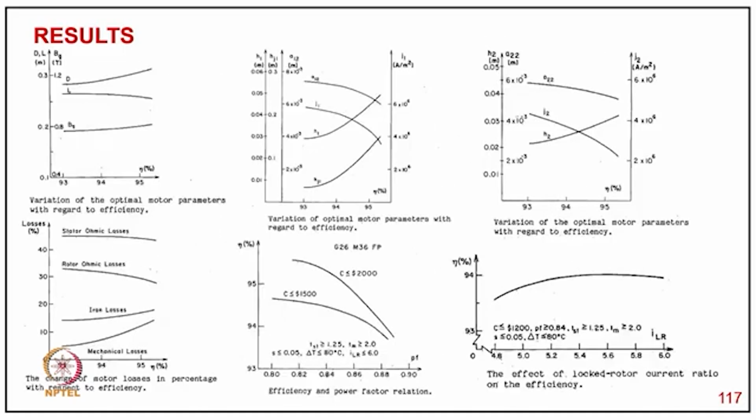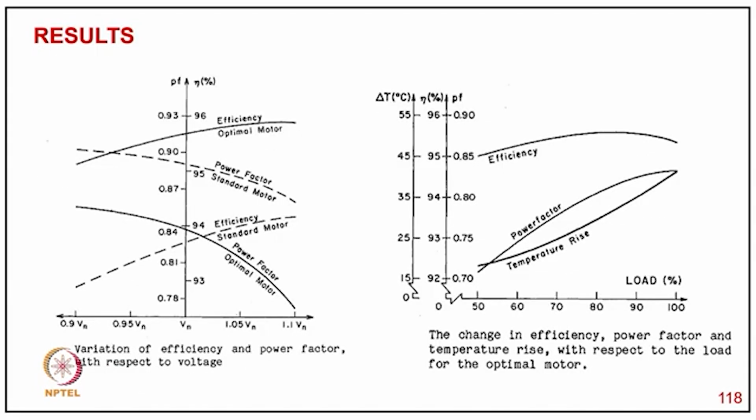And these are the sensitivity analyses for different parameters, like how the main dimensions and flux density change with the efficiency. The sensitivity is done for all the dimensions or all these parameters or variables with the efficiency, also in the case of power factor versus efficiency, also with the cost constraints. So the different exposure by efficiency and power factor with respect to the voltage, how it changes, and how with the load your temperature rise as well as the efficiency and power factor change.